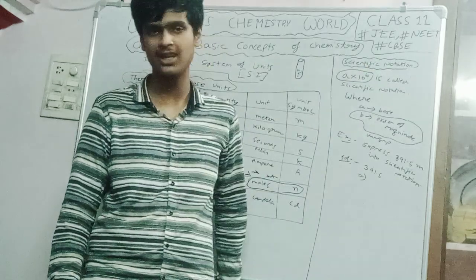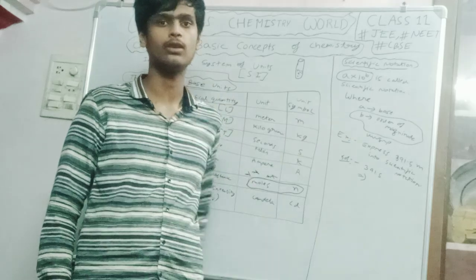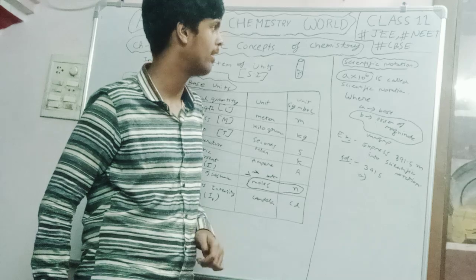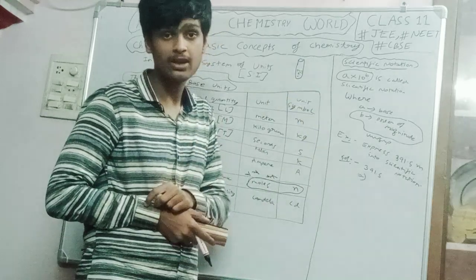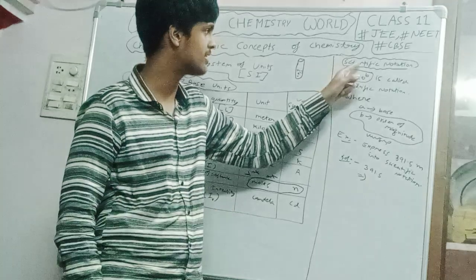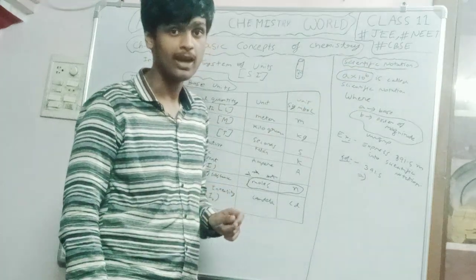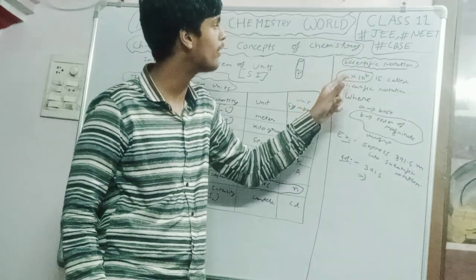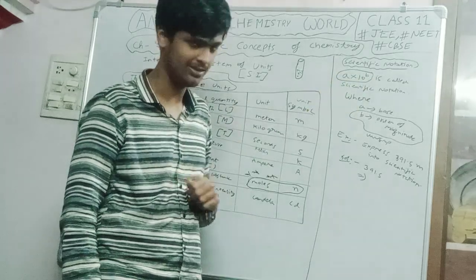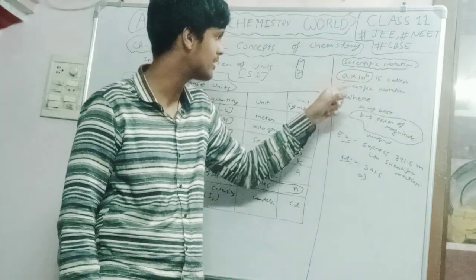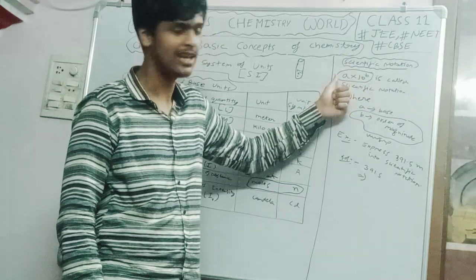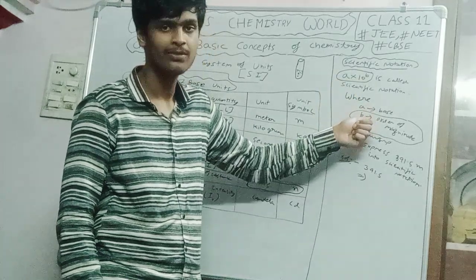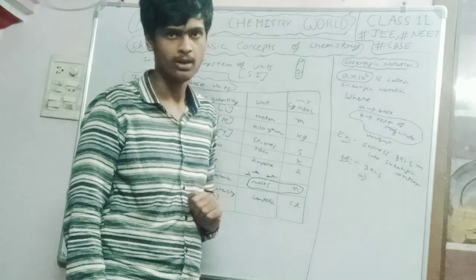This scientific notation plays a key role till the completion of your 12th. Okay. What is scientific notation? Scientific notation is expressed as A into 10 to the power of B. This A into 10 to the power of B is called scientific notation, where A is called the base, and B, in general you can say, is power or degree.